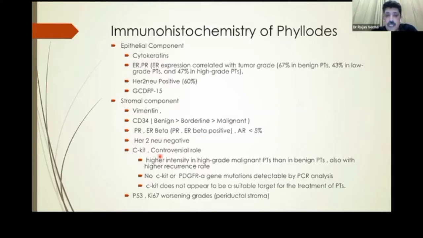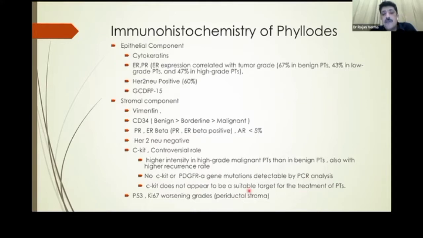HER2/neu is negative. There have been various studies done on c-KIT, CD117. It has been shown that higher intensity was found in higher grade malignant phyllodes and also correlated with a higher recurrence rate. But subsequently, there were no c-KIT or PDGFRA gene mutations found as per PCR. So they concluded that c-KIT does not appear to be a suitable target for treatment of phyllodes tumor.